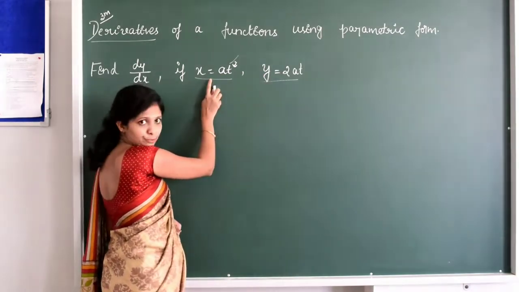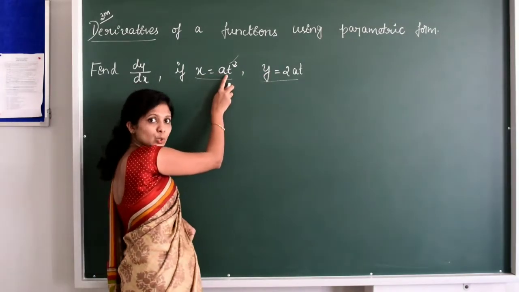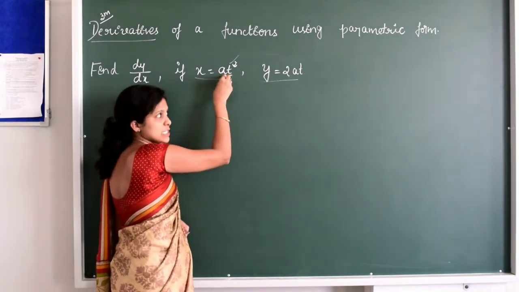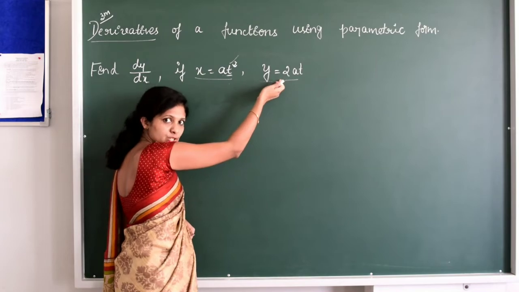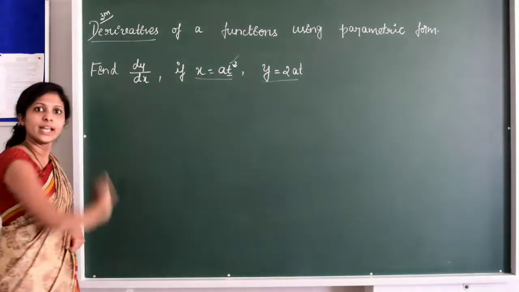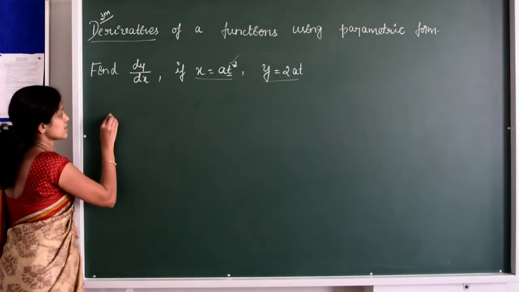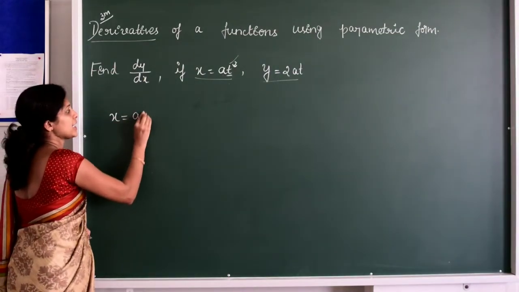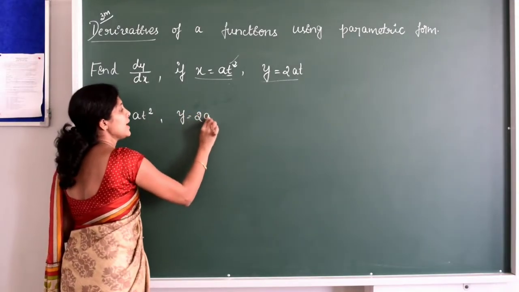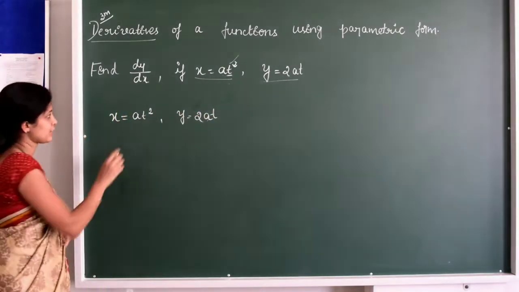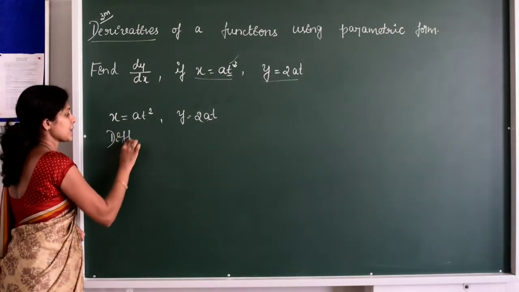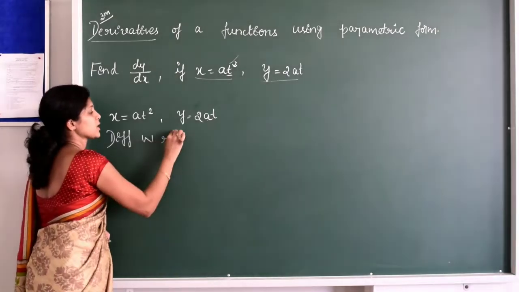So you have to differentiate this function with respect to t, because here the variable is t. Differentiating this function with respect to t, as well as differentiating this function with respect to t, then you have to finally find dy by dx. Let me consider that. First it is given x is equal to at square and y is equal to 2at. Now we differentiate this one with respect to the variable t.